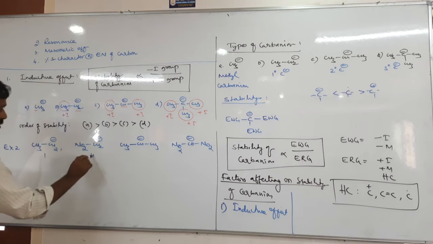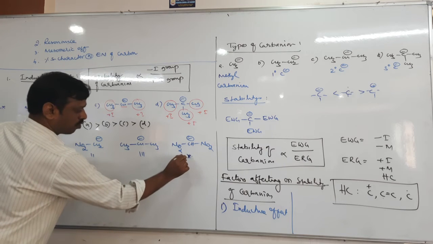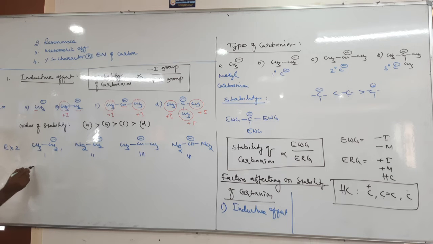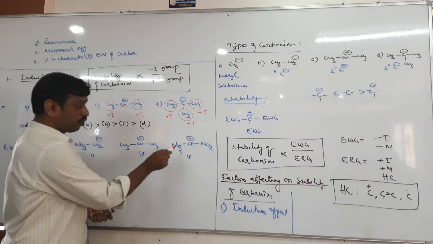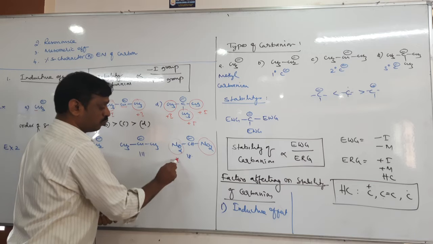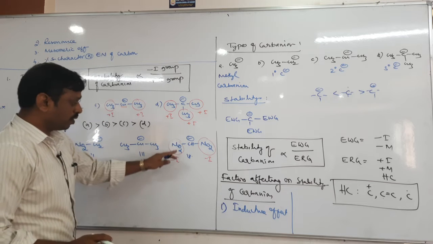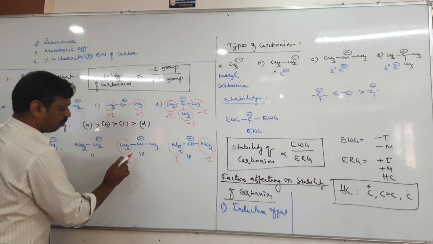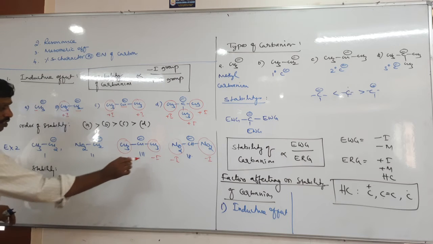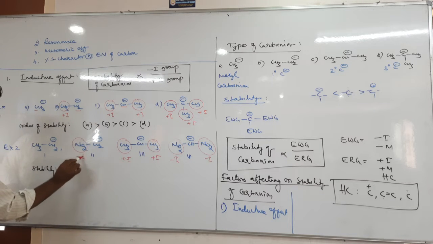It is 1, 2, 3, 4. Tell me, so which is the order of stability? Which is most stable? 4 is the most stable because there is a 2 minus I group, right? 2 minus I group, because nitrogen is a most electronegative element. Here is 2 plus I groups. Here is 1 minus I group. Here is 1 plus I group. Therefore, which is most stable? Fourth one is most stable.